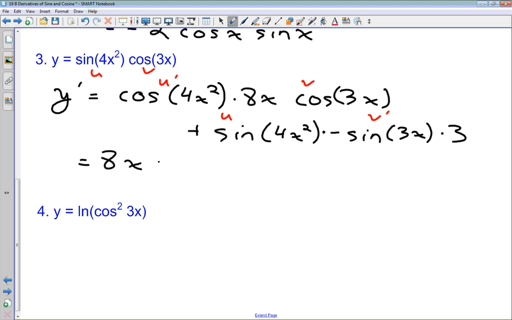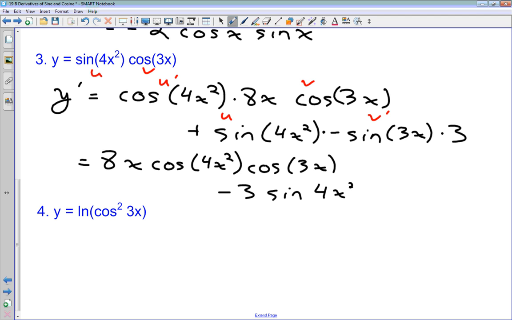So we'll have 8x cos 4x squared cos 3x minus 3 sine 4x squared sine 3x.